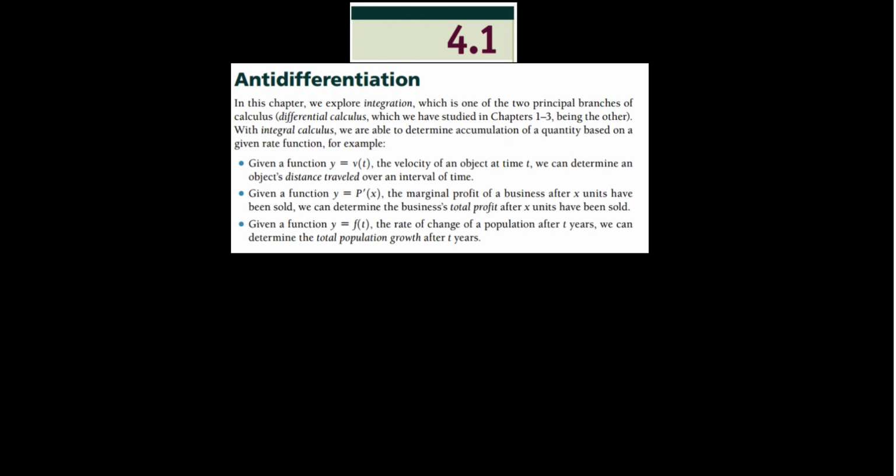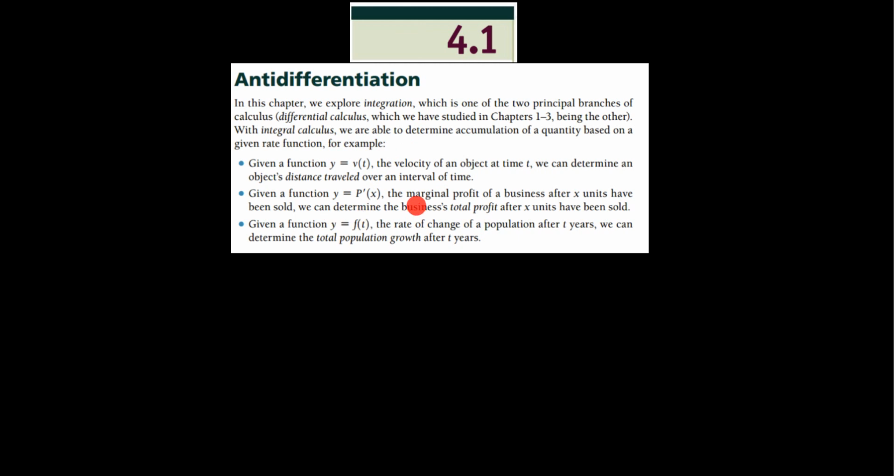Starting off in the first paragraph, in this chapter we explore integration, which is one of the two principal branches of calculus, and of course we've done differentiation through the first three chapters. With integral calculus, we are able to determine accumulation of quantity based on a given rate function. For example, if we have some function y equals v of t, which is the velocity of an object at time t, we can determine an object's distance traveled over an interval of time by integrating.